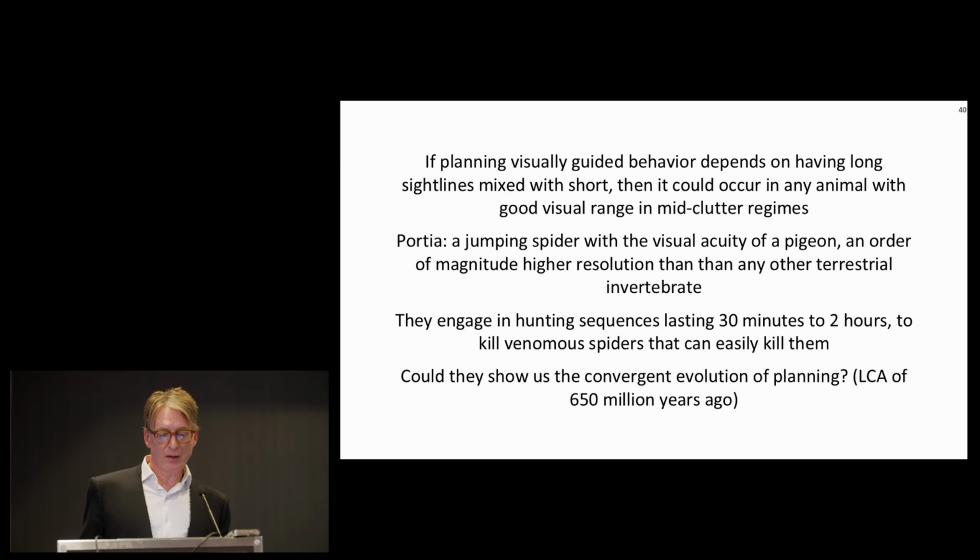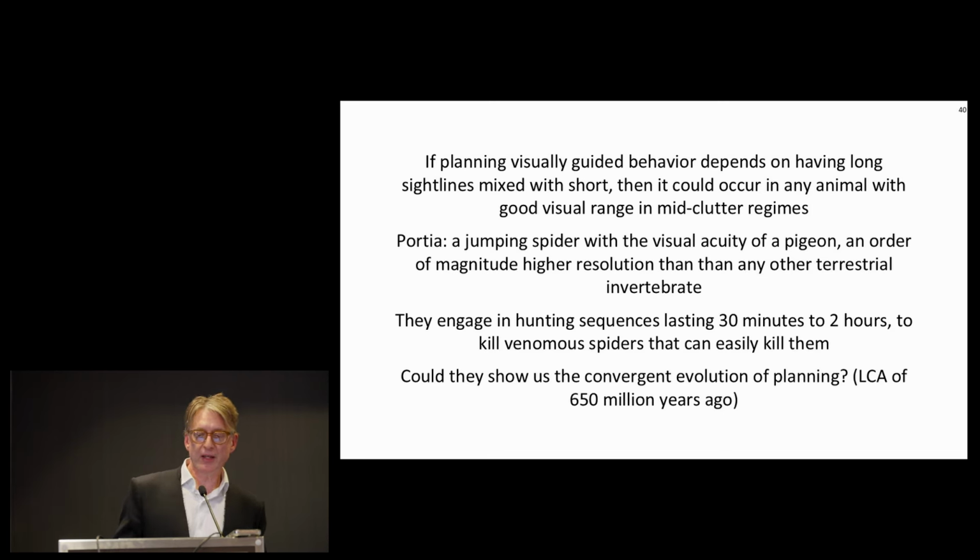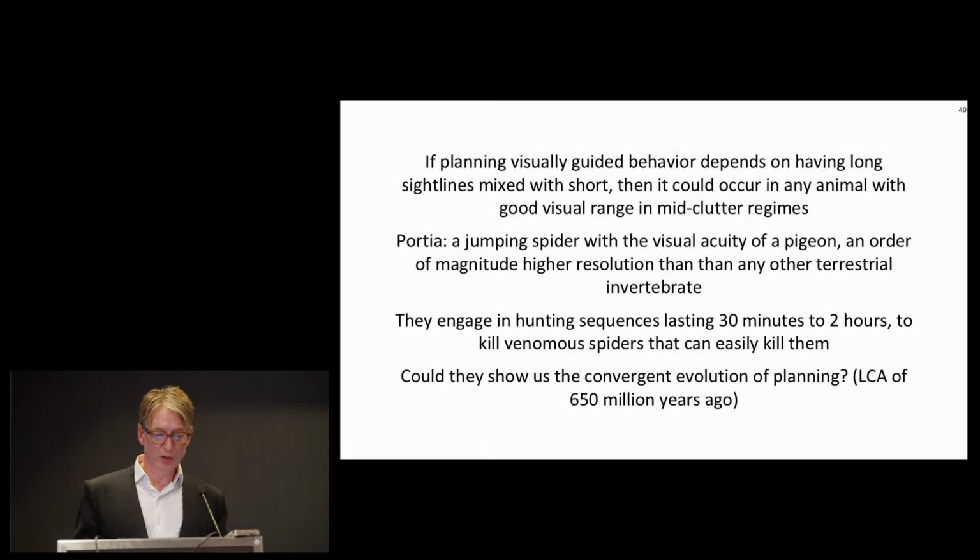All right, so I've got just a couple more slides to finish up. So if planning visually guided behavior depends on having long sight lines mixed with short, then it could occur in any animal with good visual range in the mid-clutter regime. Now there's this spider, Portia. It's a genus, few different species. Labiata is the one we look at, Portia labiata. It's a jumping spider that has this unbelievable visual acuity. It's similar to a pigeon's visual acuity, and that's an order of magnitude higher than any other terrestrial invertebrate.